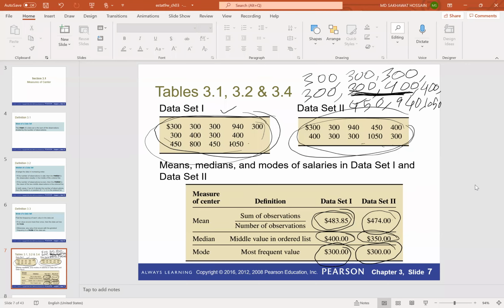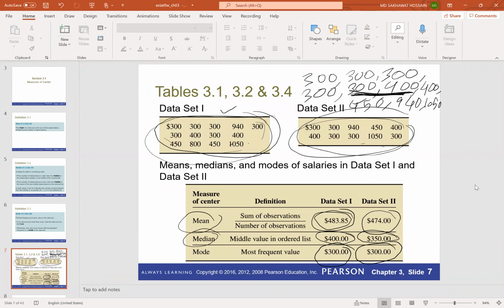Mean, median, and mode tell us about the center of the data. Sometimes we use the mean as the center of the data, and sometimes we use the median. Since you already know that when we have outliers in our data set, the outliers affect the mean, the mean is highly affected by outliers. So when you have outliers in your data set, you shouldn't use the mean as a measure of center.